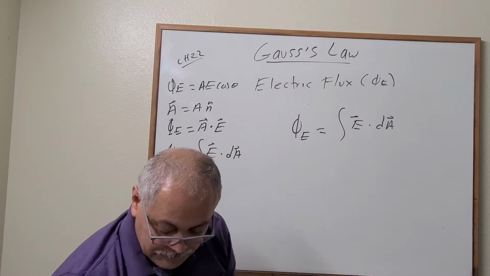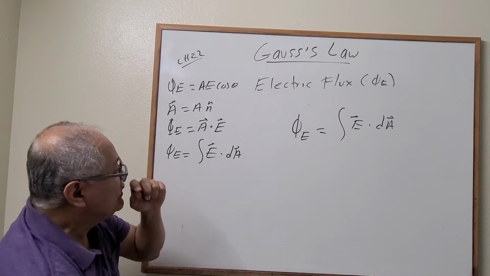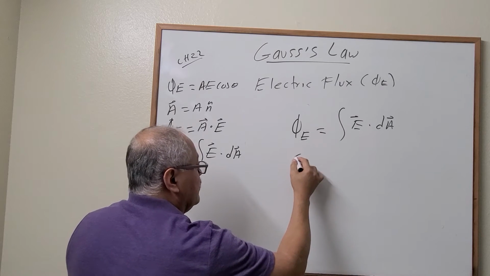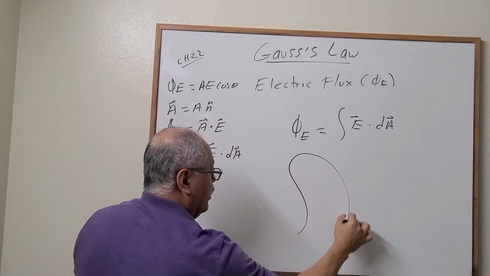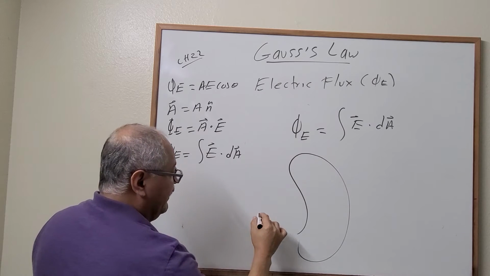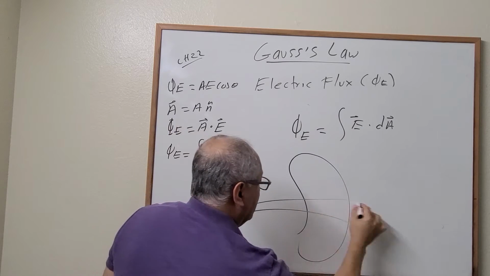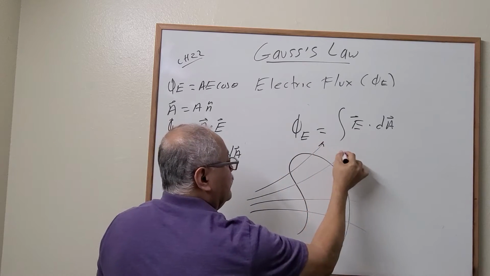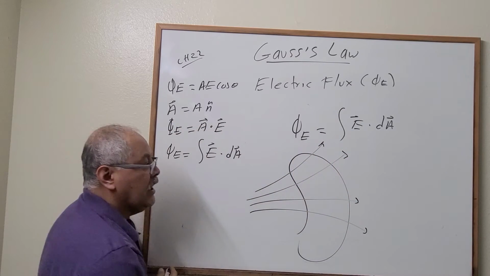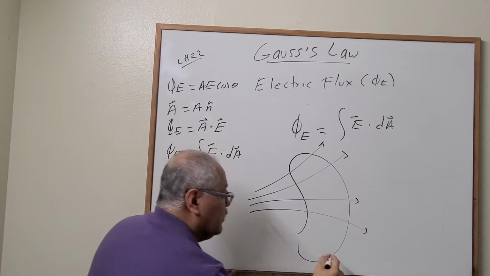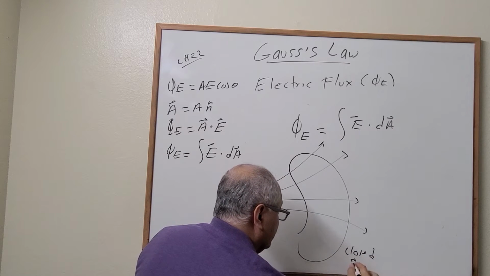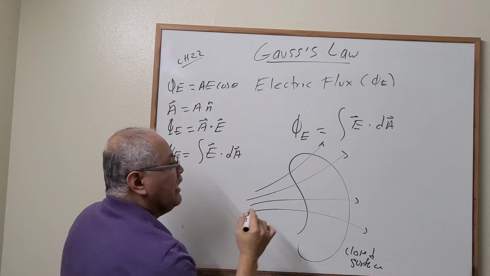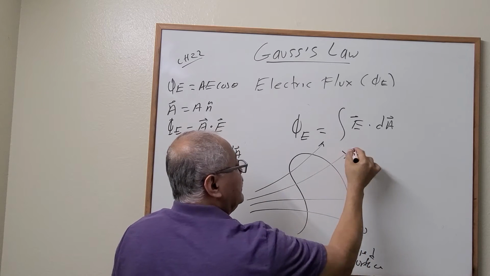Perfect. Now, what happens when we're dealing with a closed surface? Imagine that we have a closed surface like this, and we have an electric field that is not constant, and it goes to this closed surface. Now let's see what happens with the electric field right here.